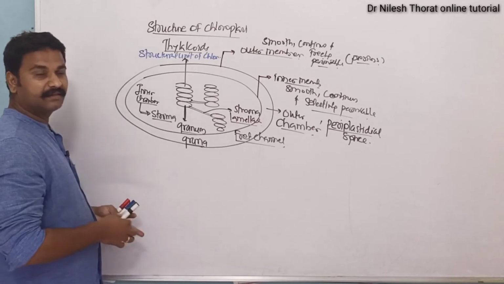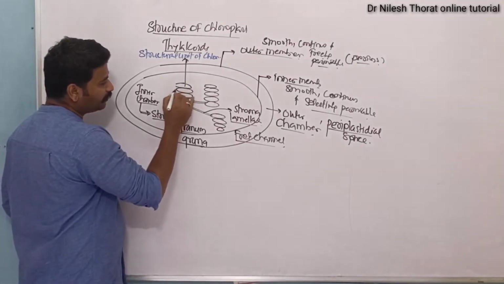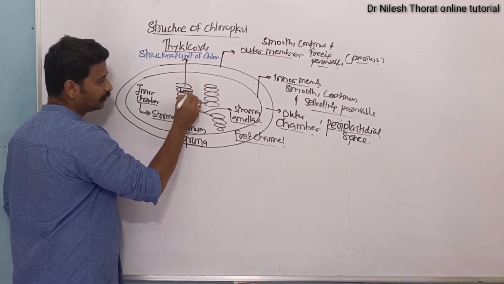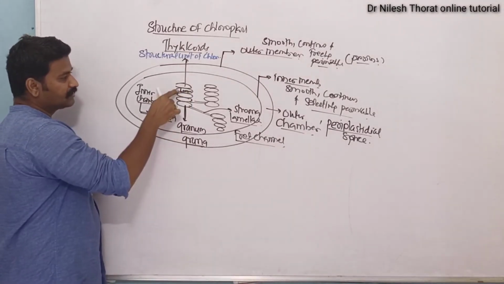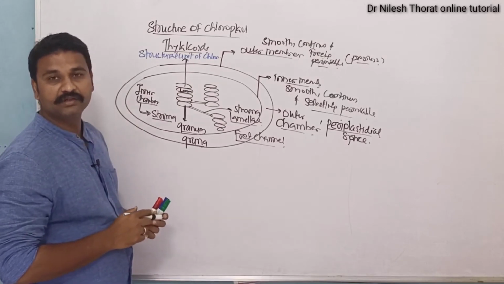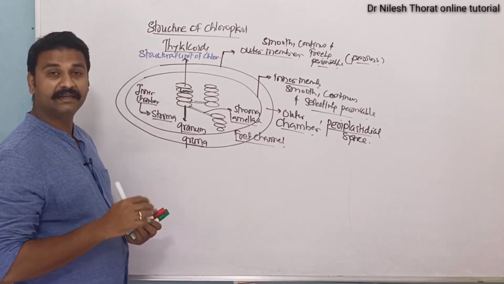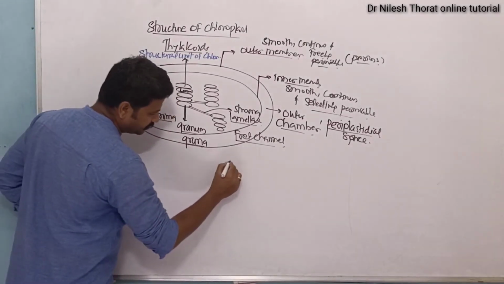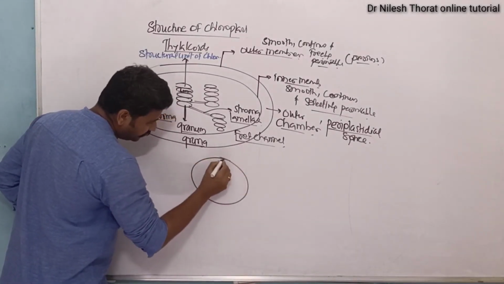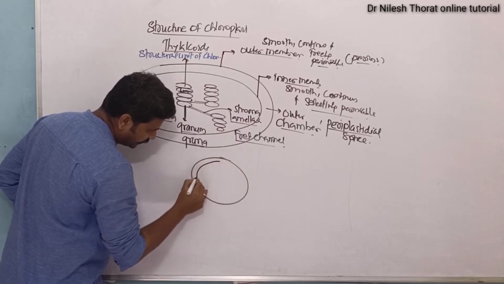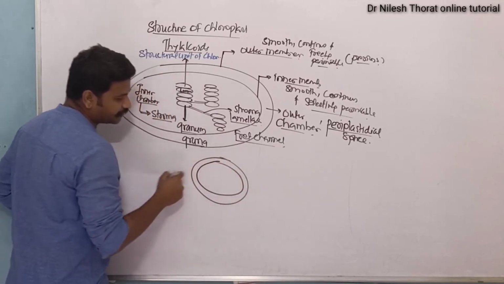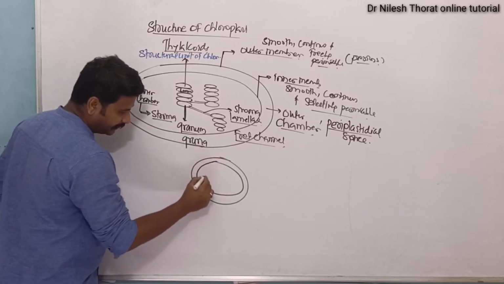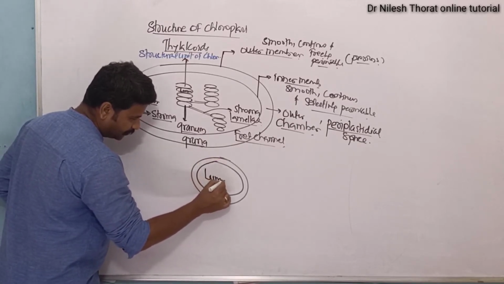Now inside the thylakoid membrane there is a space. This space is called as lumen. Okay, so inside the thylakoid there is a space which is called as lumen, and in the membrane of thylakoid, let's say for example this is a thylakoid, I am drawing it as a double membrane structure. So this is the outer membrane of thylakoid and this is the inner membrane of thylakoid, and this space is called as lumen.